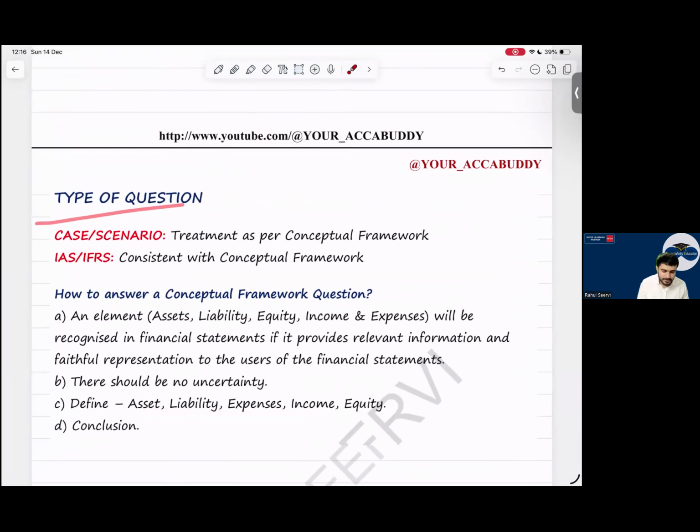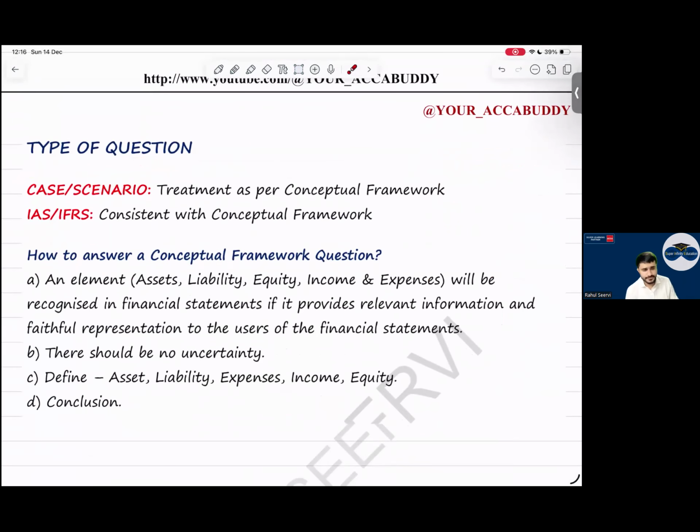See now, there are types of questions that are tested for your exam. Now you know the idea, etc. Now let's go into the type of question and the answer writing skills that is required. There are two types of questions. The first one is case scenario question: treatment as per conceptual framework. The examiner will give a transaction to you, and then they will ask you to do the accounting as per conceptual framework or treatment as per conceptual framework.